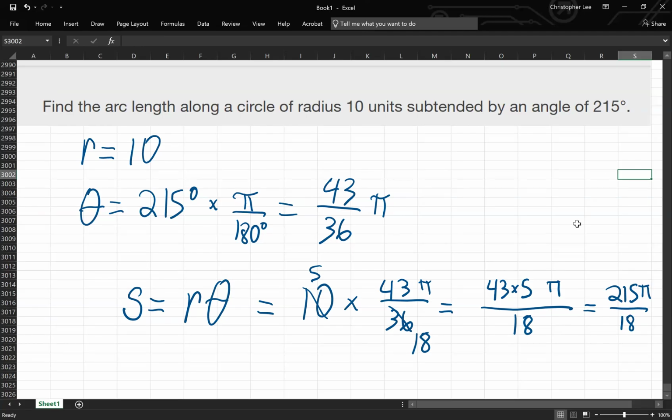Does 18 go into 215 evenly? It doesn't. Almost. So that would be it, 215 pi over 18. And that's the arc length. You could type it in just like that in WebWork. I think on the right-hand side they have the pi symbol. If you don't see it, just type PI.